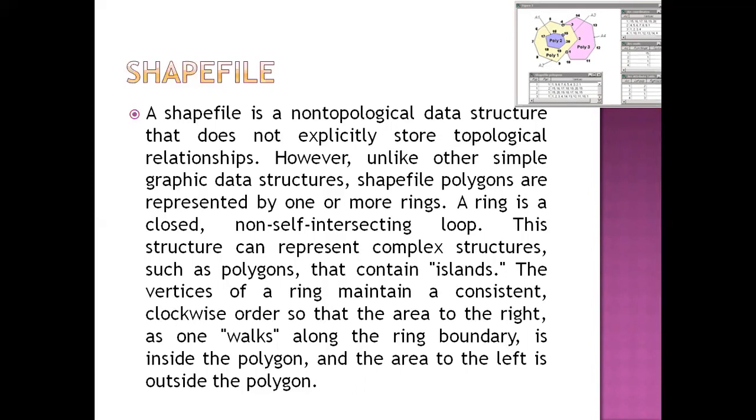graphic data structures, shapefile polygons are represented by one or more rings. A ring is a closed, non-self-intersecting loop. This structure can represent complex structures such as polygons that contain islands. The vertices of a ring maintain a consistent clockwise order so that the area to the right as one walks along the ring boundaries is inside the polygon, and the area to the left is outside the polygon.